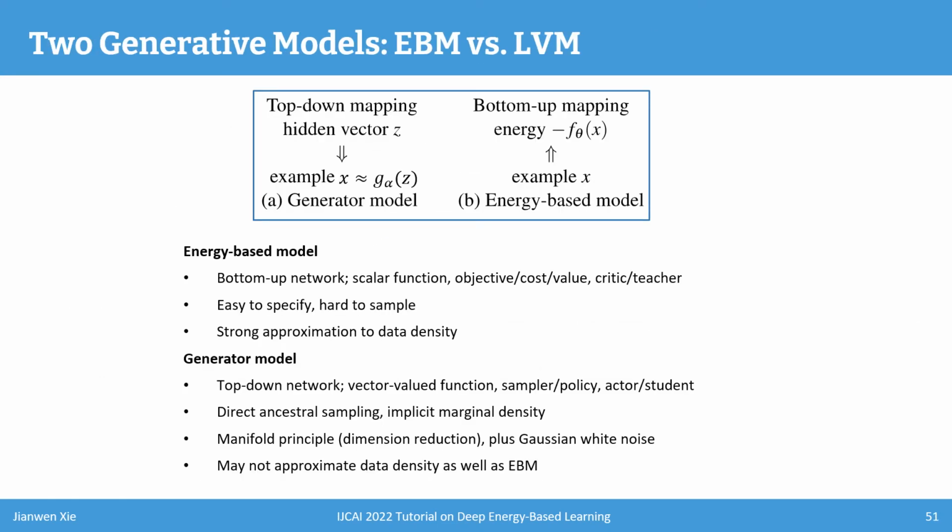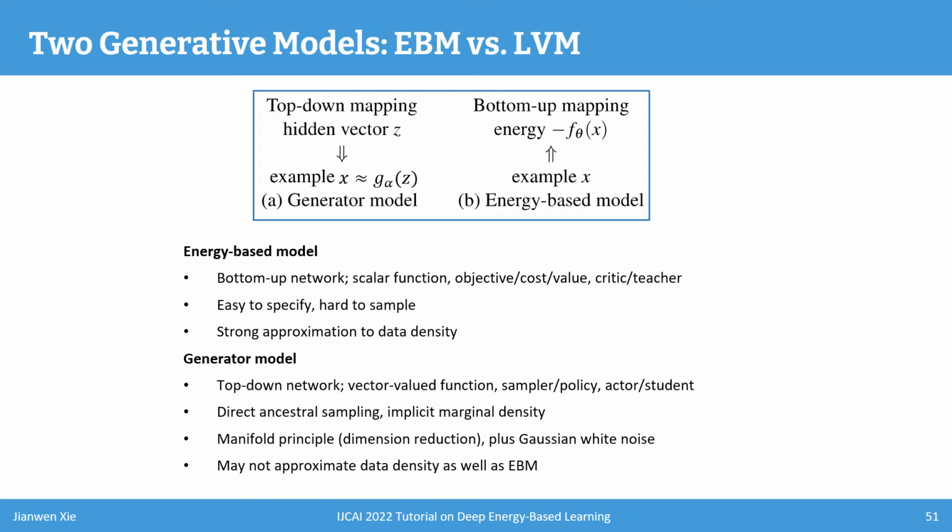Let's compare the deep energy-based model and the deep latent variable model. The deep energy-based model has a bottom-up level that maps the data into a scalar, which serves as an objective, value, or cost. The energy-based model is easy to specify and define an explicit density, but it's hard to draw samples. It is powerful to approximate the data distribution.